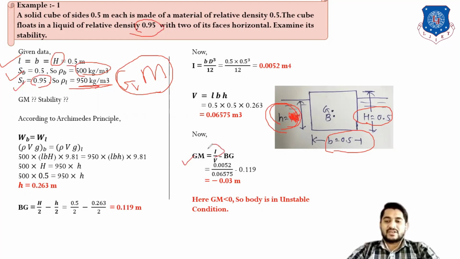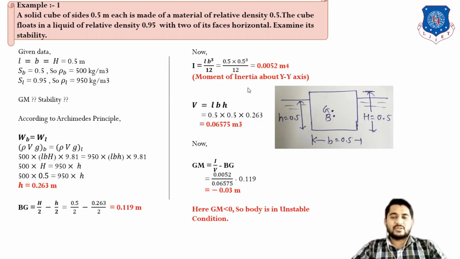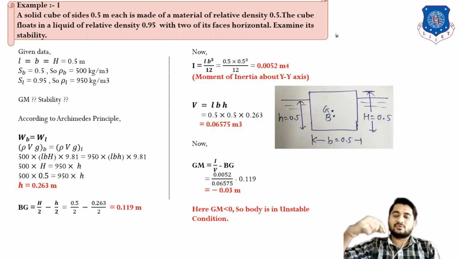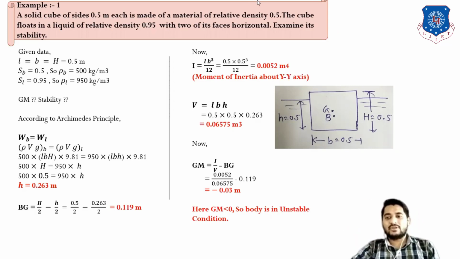First of all, let us find I. If we see the cube from the top, we can see one rectangular body here, but for the rectangle we have to find the moment of inertia about the y axis. So from the y axis, I is equal to LB cube by 12. Here L and B both are 0.5, so we can find I is equal to 0.052. Here remember students, you cannot take BD cube by 12 in this rectangle because you have to take moment of inertia from the y axis. So the equation will be LB cube divided by 12, right? So we can find I also.